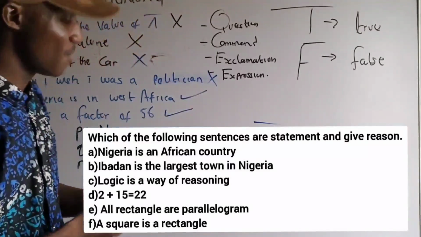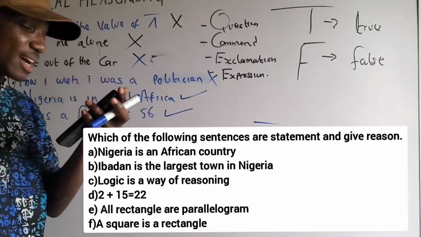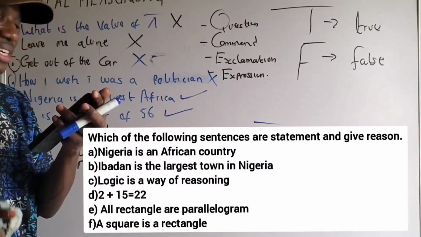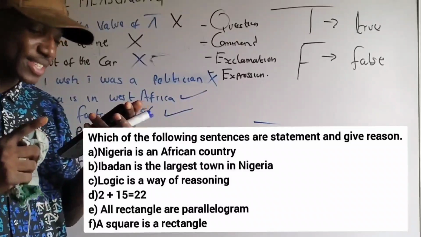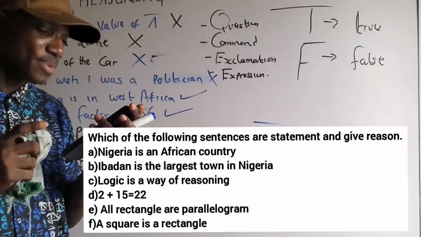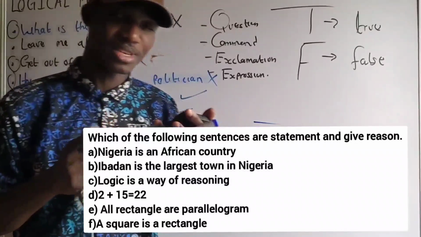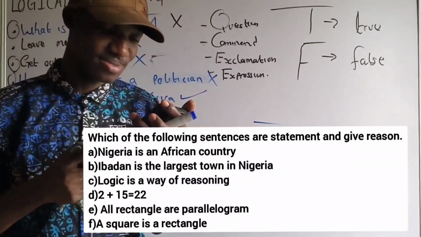Okay. Now, we have some examples here. I would like to write some of them, even though I'm not going to write all of them. Which of the following sentences are statements and give reasons? We have A. Nigeria is an African country. Pay attention. That is A. B. Ibadan is the largest town in Nigeria. That is B. C. Logic is a way of reasoning.